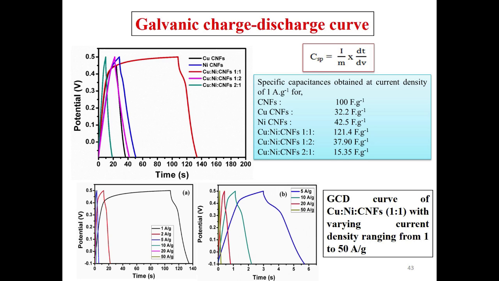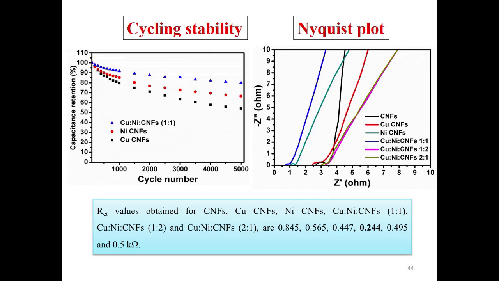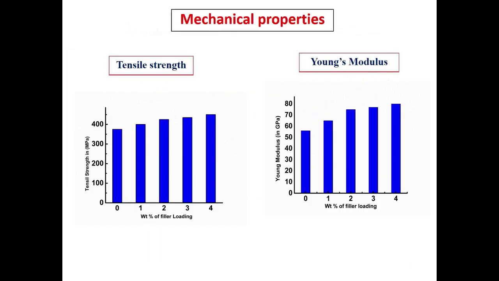Galvanostatic charge discharge curve. Here copper nickel carbon nanofiber of 1:1 shows very high charge and discharge as compared to the other ratios, that is 1:2 and 2:1, compared to nickel carbon nanofiber and copper carbon nanofiber. In the GCD curves of copper nickel carbon nanofiber with current density varying from 1 to 50 ampere per gram, very high efficiency is observed. Cyclic stability and Nyquist plot: 1:1 is found to be a very effective one as compared to the others.